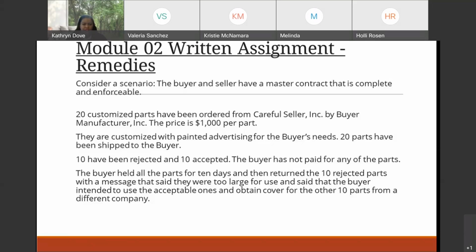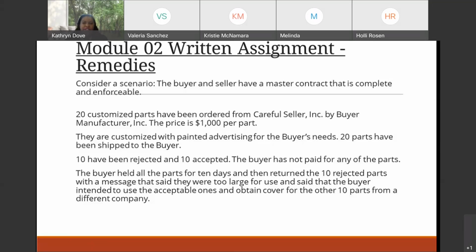Can you help, Melinda? So in this scenario, the seller has shipped 20 parts. The buyer rejected 10 of them. What can the seller do? He has so many days to try to correct it and make those rejected parts right for what he wanted.